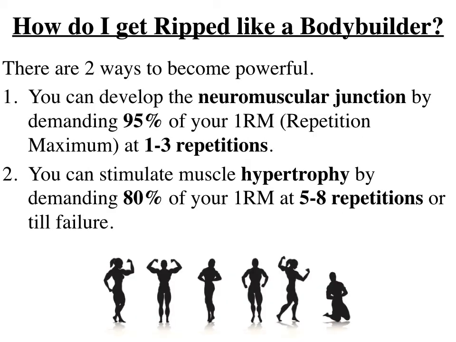All right. So there's a couple of ways to get ripped. You can develop that neuromuscular junction that we talked about by demanding 95% of your 1 rep max at 1 to 3 reps. So on the bench press, for example, you go 95%, that's pretty much 100%, and you do 1 to 3 reps. What are you developing? Your neuromuscular junction. If you go a little bit less of your max, at 80%, this stimulates hypertrophy. How many reps? You do like 5 to 8, or till failure per set, and then you rest, and then you do it again.